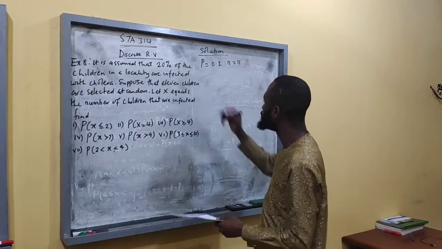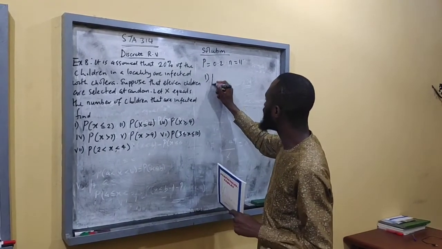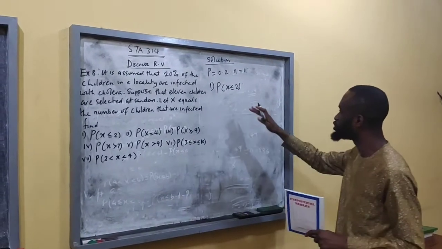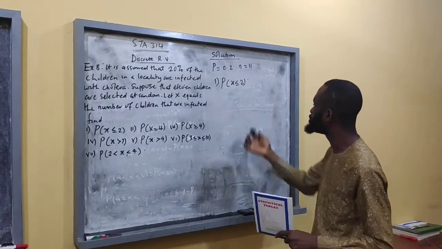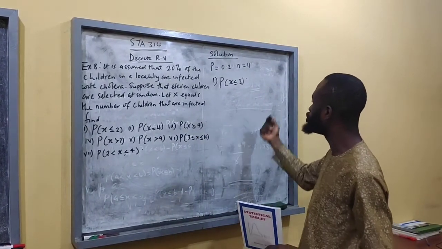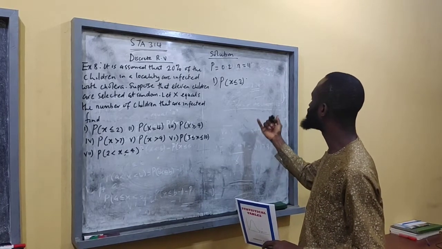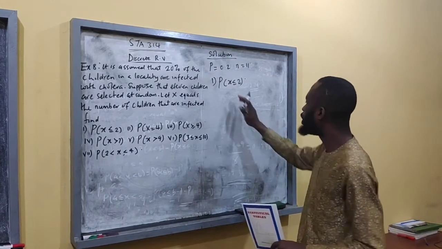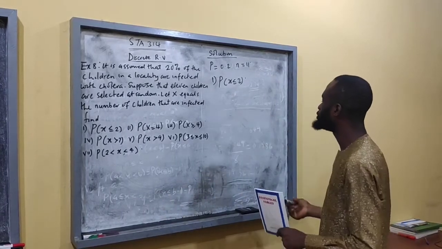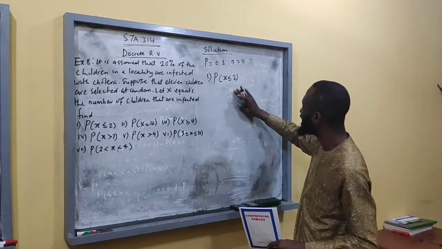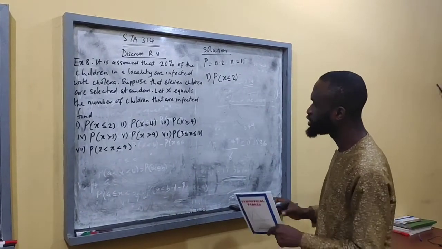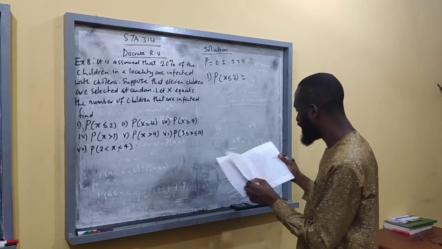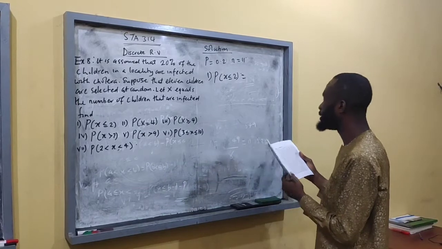The first one, Roman figure 1, they ask us to get p of x less than or equals to 2. Normally, if you want to solve this question without the table, you know how to solve. It means you are going to get for x equals to 0, x equals to 1, and x equals to 2. You add it together. But for this, we can use our table. The table understands x is less than or equals to 2.